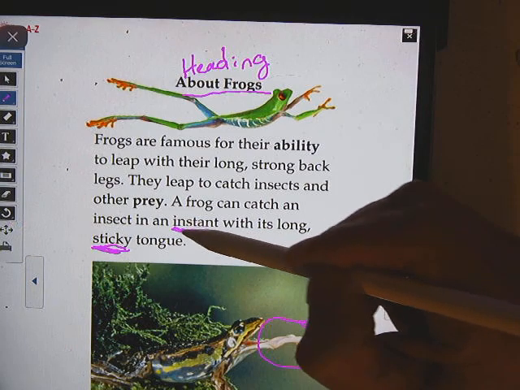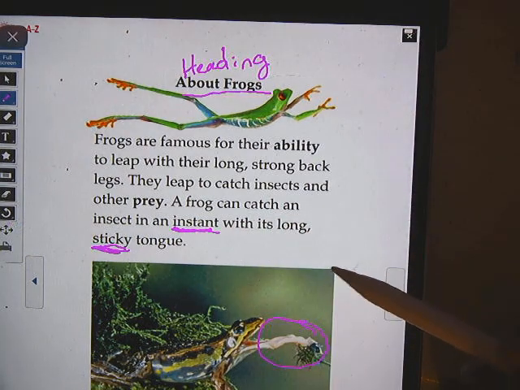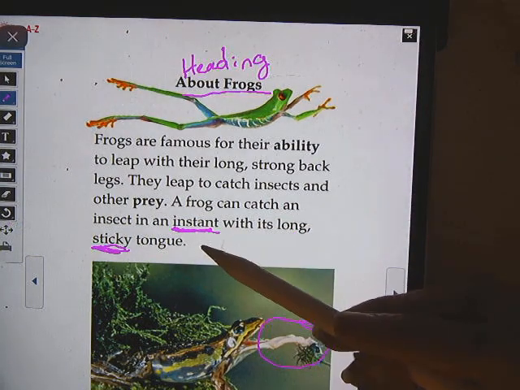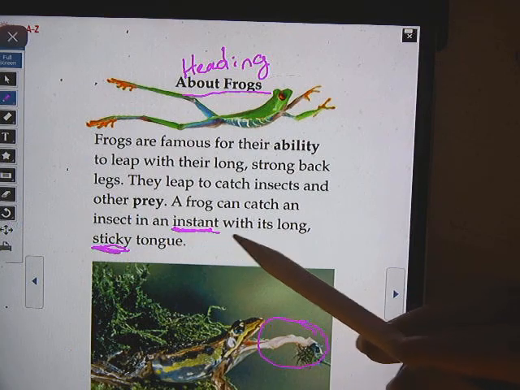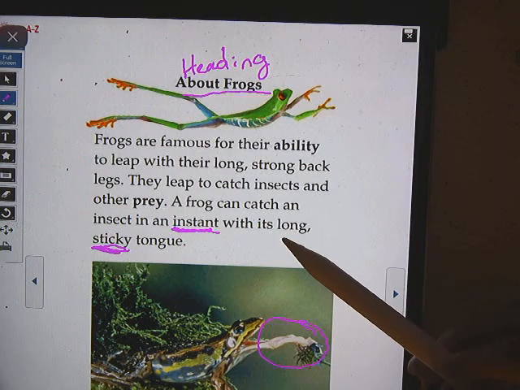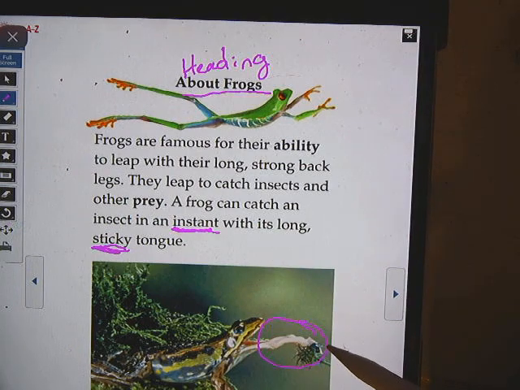This word here, instant, means like within a second. A frog can catch an insect in an instant because we know how fast an insect can move. It propels its body and then it takes its tongue and captures that insect with its tongue. All right.